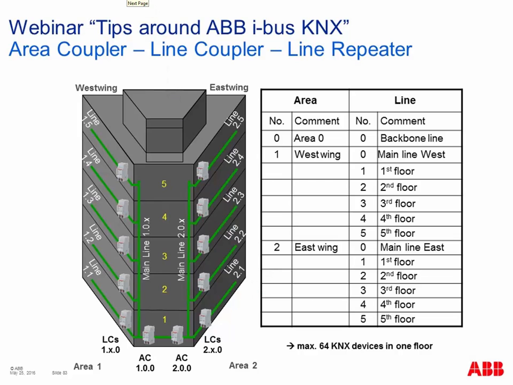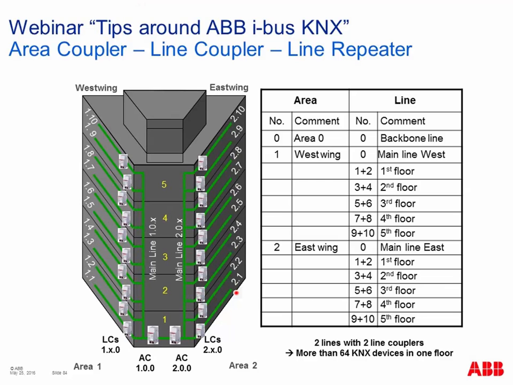But what happens when we have more than 64 devices per floor? Then we can do it, for example, in this way. We create 2 lines per floor, like here on the west wing: line 11, 12, next floor, line 13, 14. So we have devices with different individual addresses in one floor. On floor number 1, we have line 11 and line number 12.